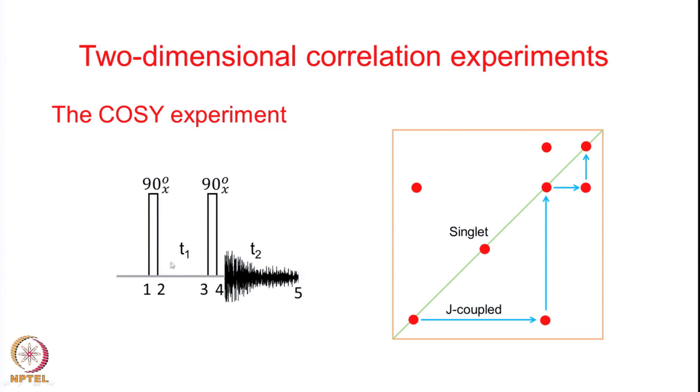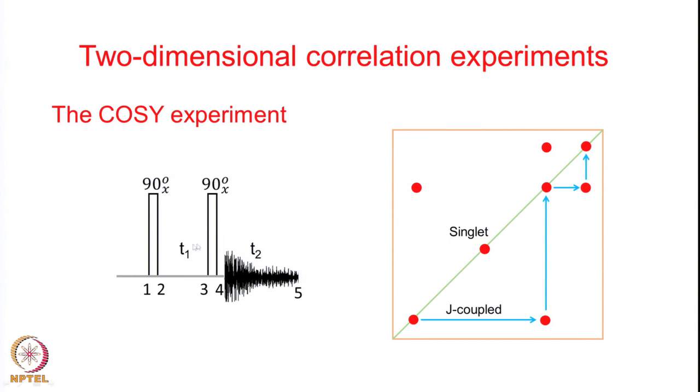This is the pulse sequence of the COSY experiment, which is very simple. It consists of two pulses, 90x, then the T1 period, then 90x, then the T2 period. T1 is one independent time variable which is systematically incremented from one experiment to another, and T2 is a time period which is the acquisition period where you actually collect the data.